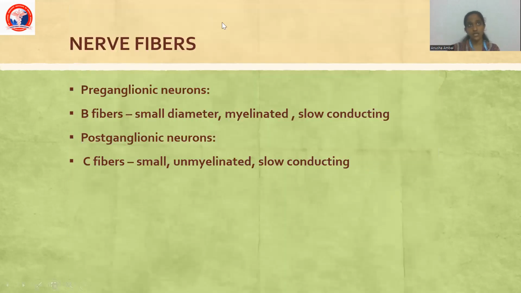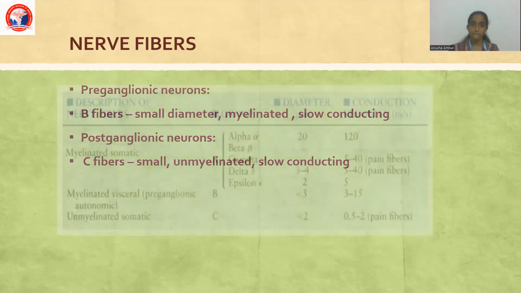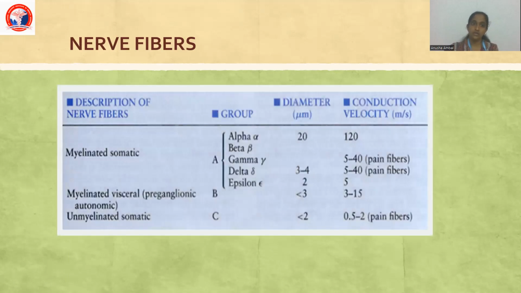Actually, these nerve fibers have a variety of classifications. The very important one is the Erlanger's classification. Under Erlanger, we have it classified as A, B, C. Under A, we have further classifications like alpha, beta, gamma, delta, and epsilon. This classification is based on the diameter of the nerve fiber and the velocity of conduction. So the diameter keeps decreasing as we move from A to C.